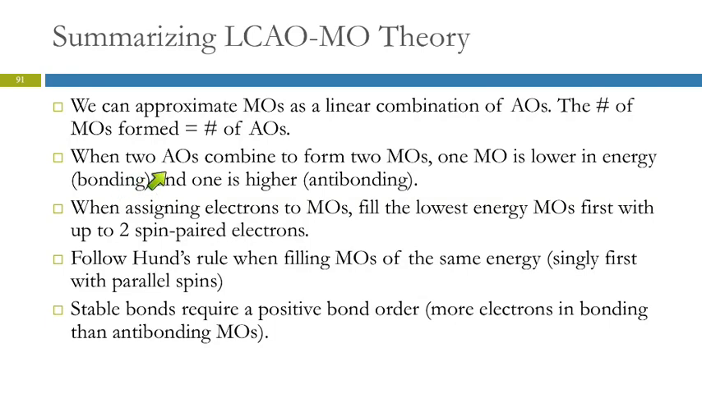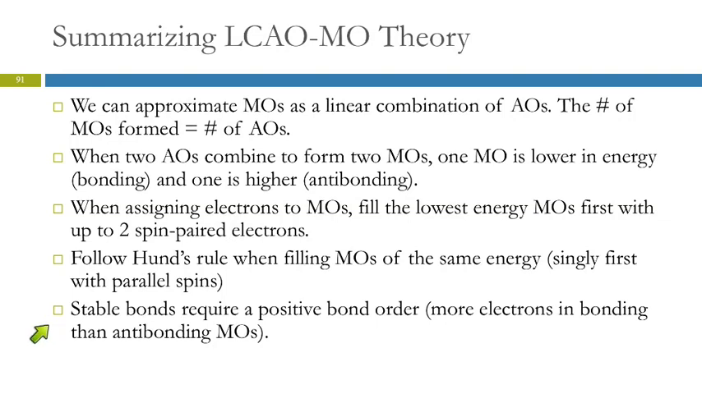So when we combine 2 atomic orbitals, we make 2 molecular orbitals. One's lower in energy, one's higher. The lower one is the bonding, the higher is the anti-bonding. When we stick the electrons into those molecular orbitals, we follow the same rules. They can hold up to 2 spin-paired electrons. We follow Hund's rule, which is that the electrons are going to take their own orbitals until they have to pair up. So in the quantum hotel, the people are going to take their own beds until they're forced to pair up and sleep upside down.